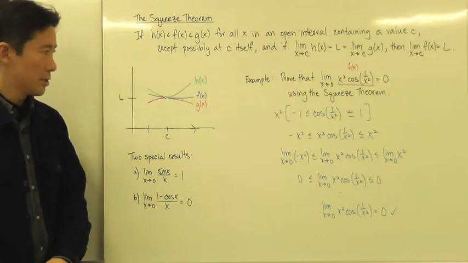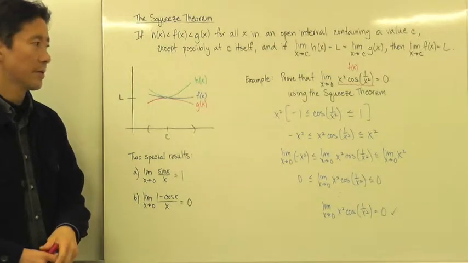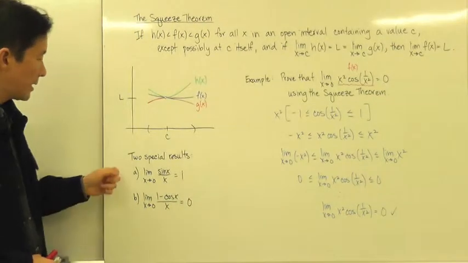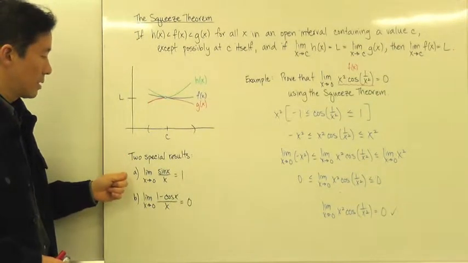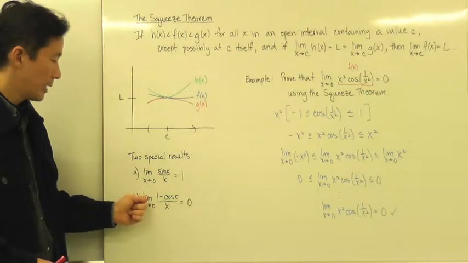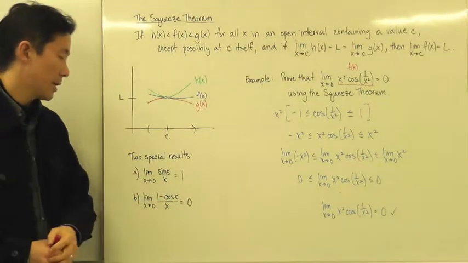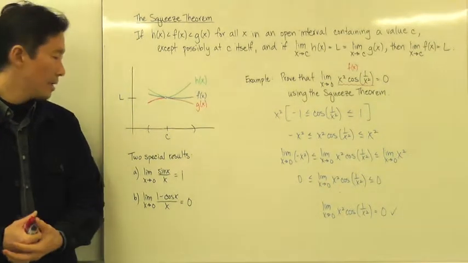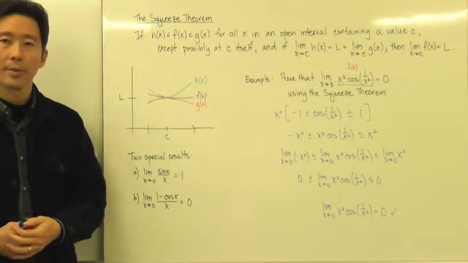Okay, now in addition to actually taking a look at the squeeze theorem, there are a couple of very fundamental results that are going to come about. And these are the two special results. Okay, the limit as x approaches 0 of sine x over x is equal to 1, and the limit as x approaches 0 of 1 minus cosine x over x is equal to 0. Both of these can be proven using the squeeze theorem.